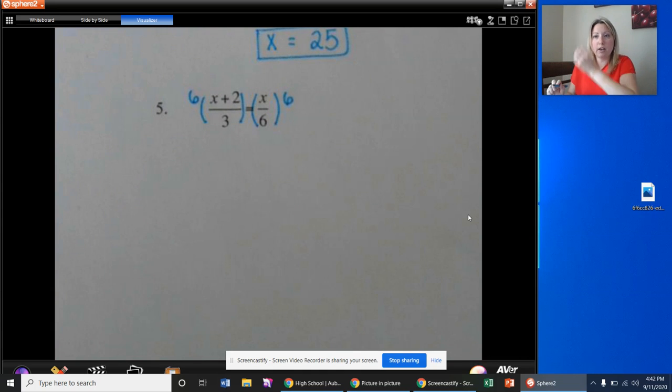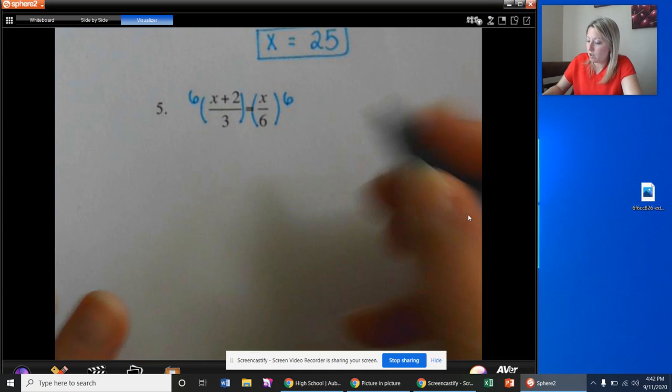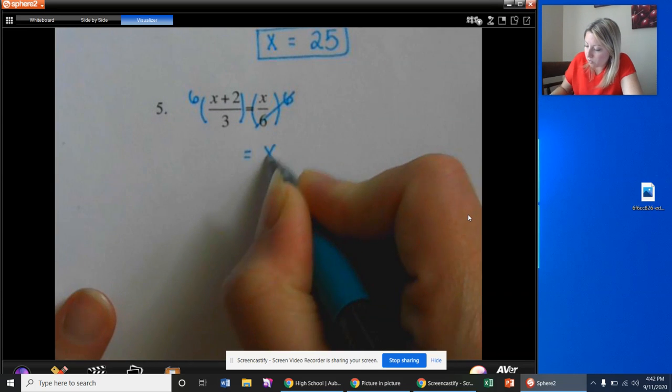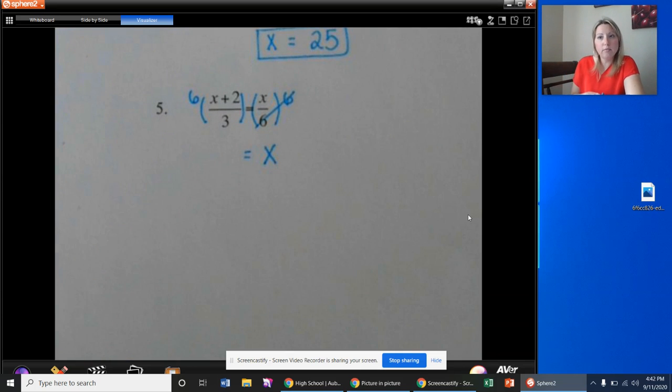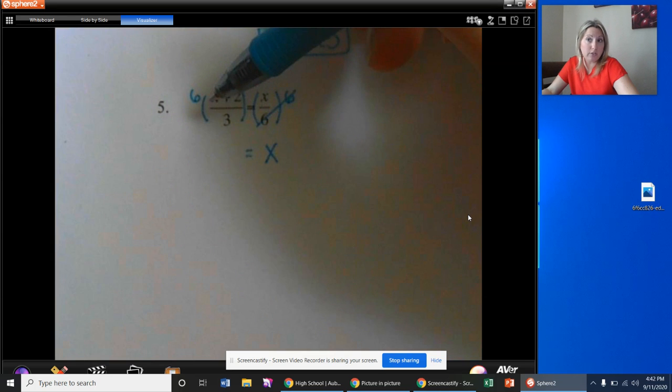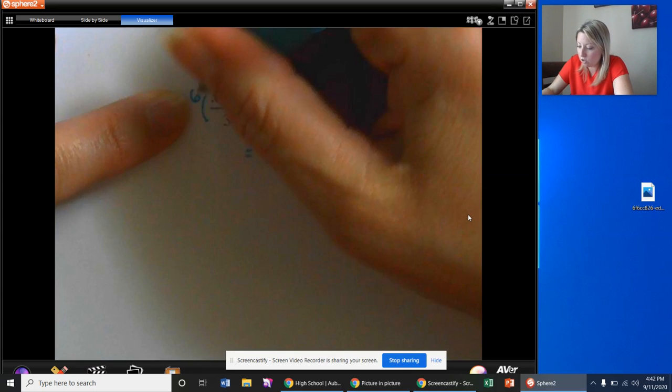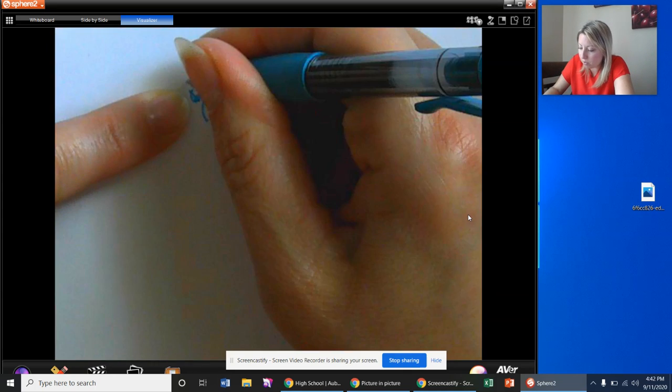I'm going to do the easy side first, which is the right side. 6 divided by 6 cancels out to a 1, which is what I want, right? That side's done. So like I said, I did the easy side first. Over here, it's going to be a little more challenging because 6 divided by 3 is not 1. 6 divided by 3 is actually 2. So I divide 6 by 3, I get 2.